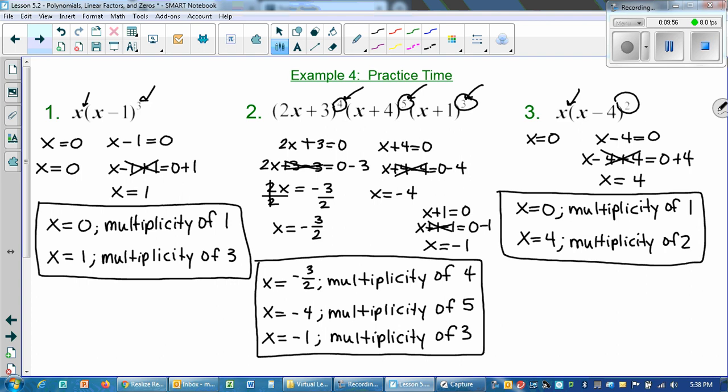I hope you guys did fantastic. If so, give yourself a pat on the back and whoop whoop in the house. And here we go on to example number 5.